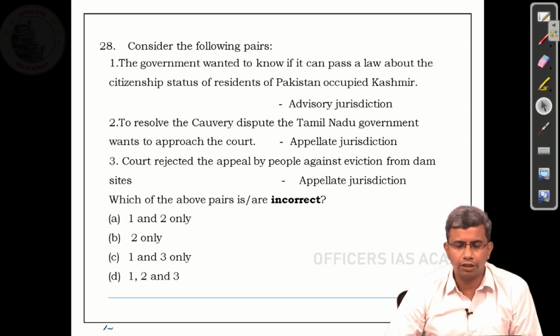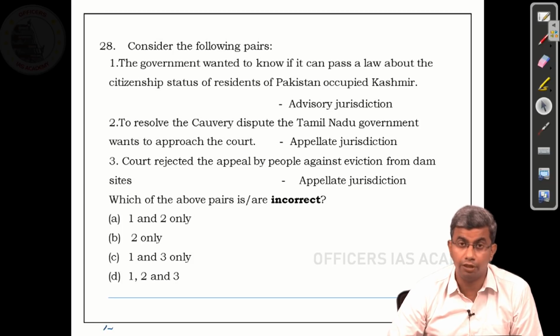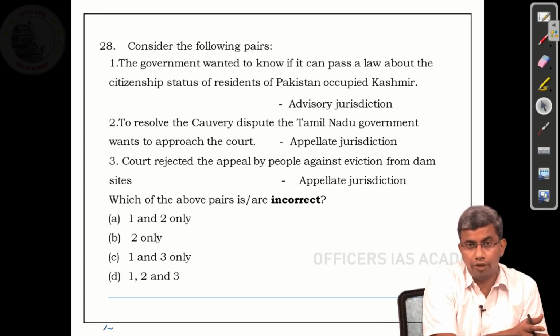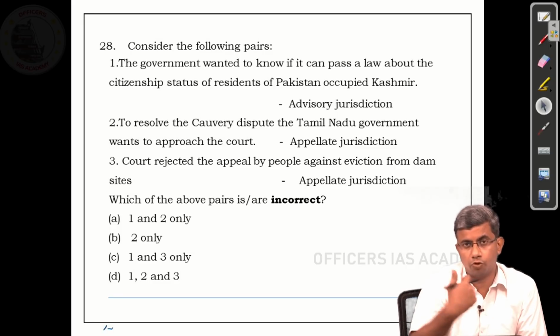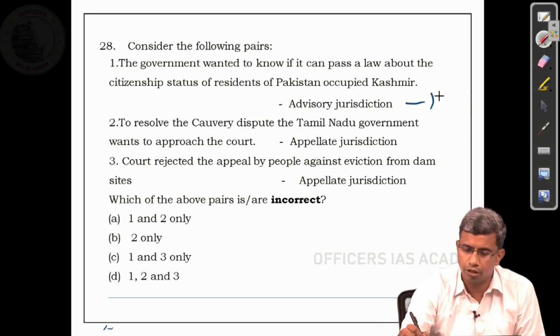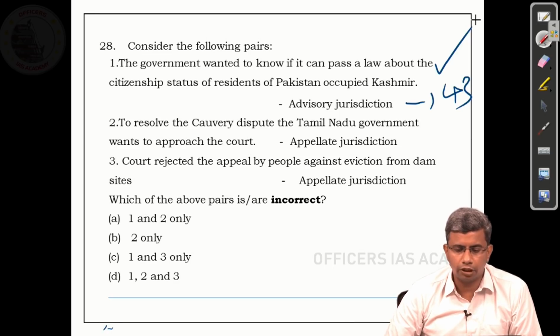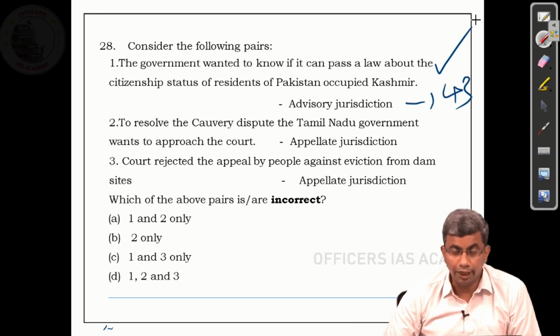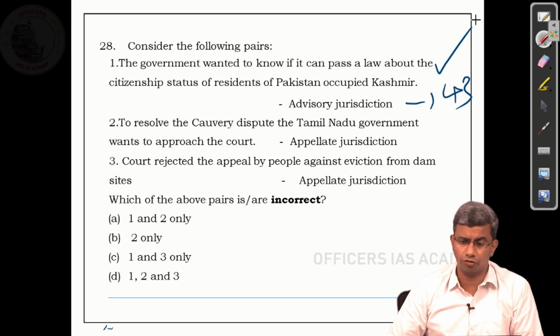Consider the following pass. The government wanted to know if it can pass a law about the citizenship status of residents of POK, Pakistan Occupied Kashmir. Yes. It can request the Supreme Court, and the Supreme Court can give its opinion, which is advisory jurisdiction under Article 143. So this is correct. To resolve the Kaveri dispute, the Tamil Nadu government wants to approach the court. Yes, it can go, but is it appellate jurisdiction? No, it is the original jurisdiction of the Supreme Court.